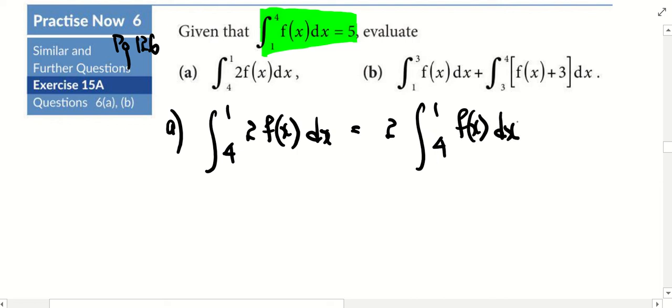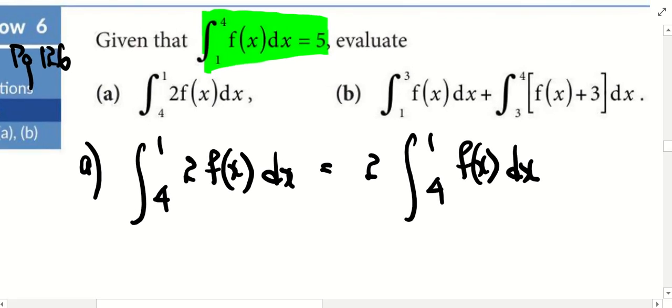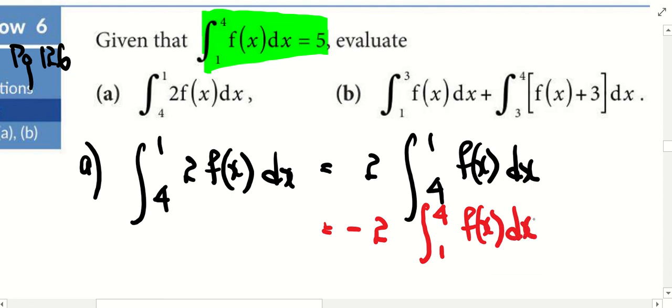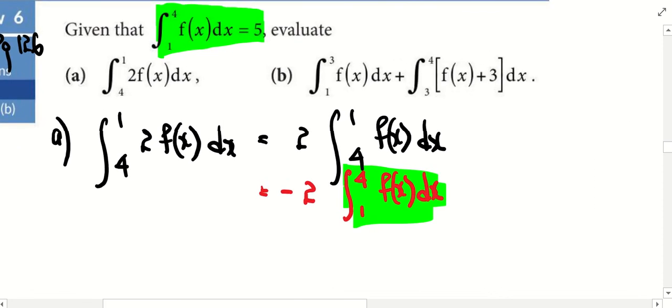I'm quite certain you will have noticed something. You notice about the, yes, Luffy, the upper and lower limit, right? But the original one was from 1 to 4. Now it's 4 to 1. What must I introduce to make sure they are equal? The negative. Thank you very much. So I just have to introduce a negative. I can write from 1 to 4. Can you see that I wrote back exactly the same as what is given in the question? So the portion that is highlighted in green, what's the value? 5, right? So the answer is just negative 2 times 5. Negative 10. That's for part A.